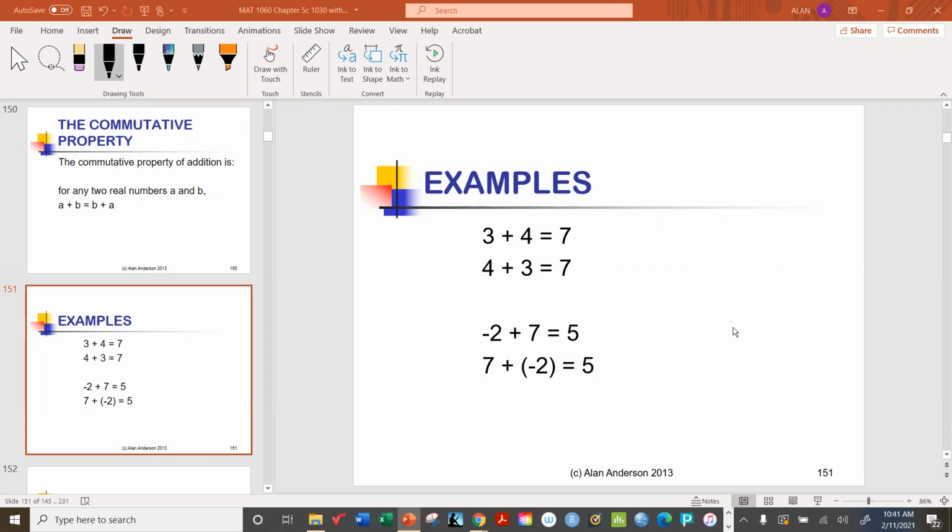Well, now, do you think this applies to multiplication? And the answer is yes, of course. So let's see how.